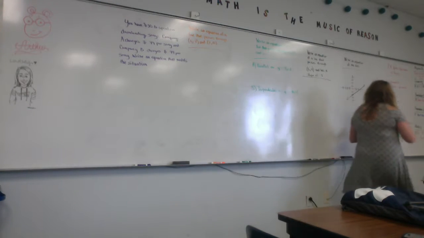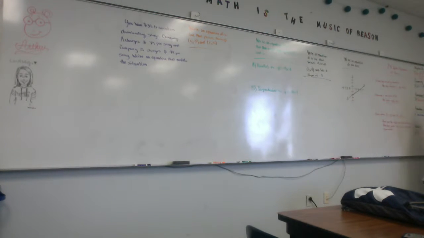Equations of lines, okay? So, there are three scenarios we can come about. We're going to look at each of those scenarios today. The first is when you're given a slope of m and a y-intercept of b, you use the slope-intercept form, y equals mx plus b. We all know how to do that. We're most familiar with that.